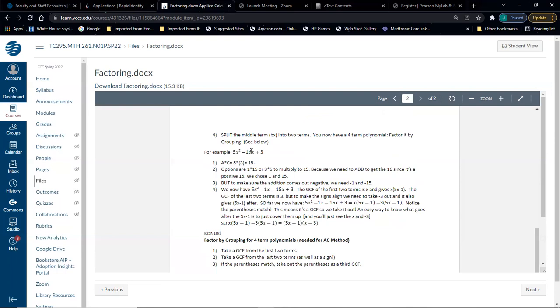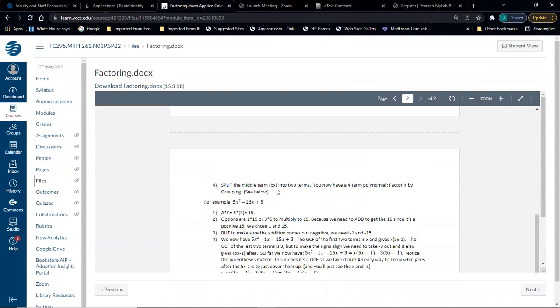Factor by grouping for four-term polynomials, instructions. There we go. So some good stuff on factoring. Let's go back.